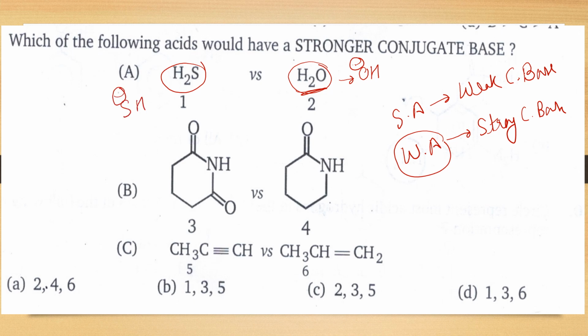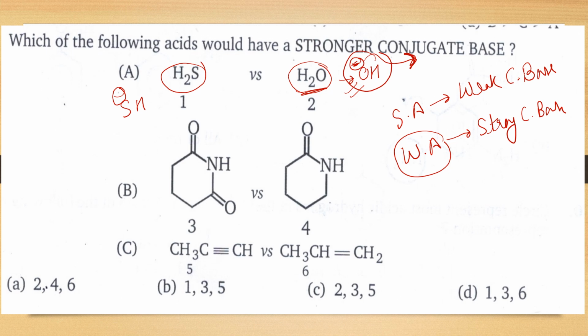And we all know that the atomic size of oxygen is less than sulfur. Sulfur, due to its bigger size, can handle a negative charge more easily, but oxygen has a smaller size, so it cannot handle the negative charge on it easily compared to the sulfur atom. That's why oxygen will release its negative charge faster. So it is a stronger base, or we can say the OH negative ion will react with H plus ion faster. So it is a stronger conjugate base.